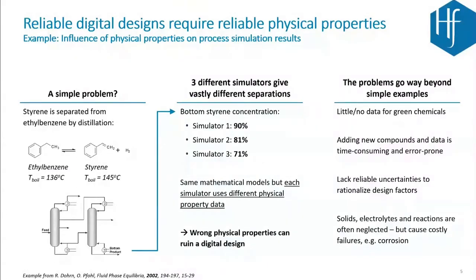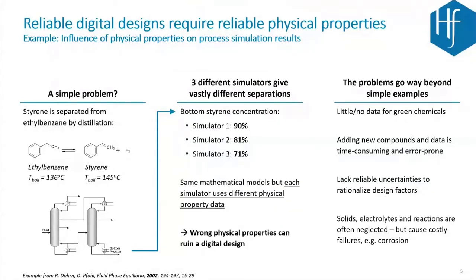Reliable digital designs require reliable physical properties. If we take this example from Ralph Thorne, this is 20 years old, but it's ever true in the sense that you have two close boiling mixtures, ethyl benzene and styrene, and we run the simulation with two distillation columns in series and calculate the bottom styrene concentration in 3 different simulators, using the same thermodynamic models and same number of stages, etc. We get 3 different results, and either one of them is correct or none of them is correct, but how would you know?